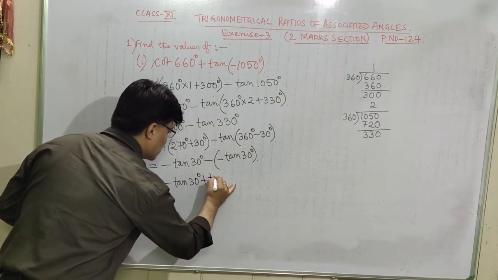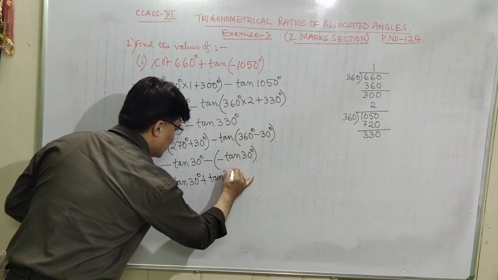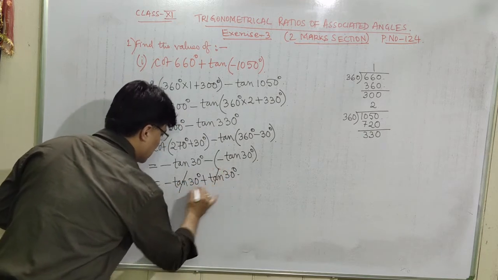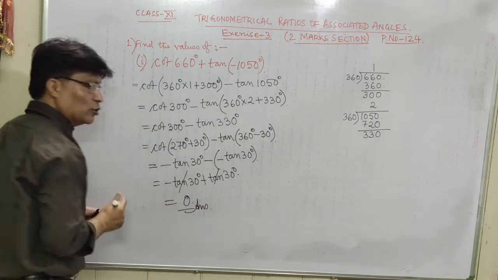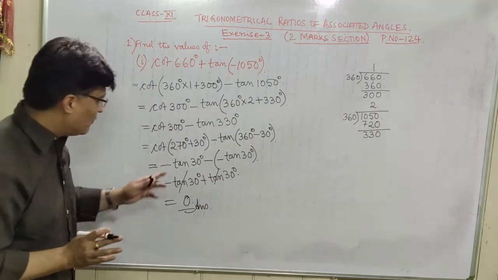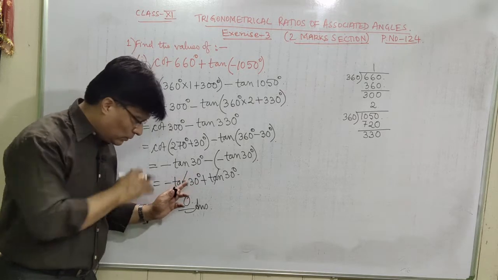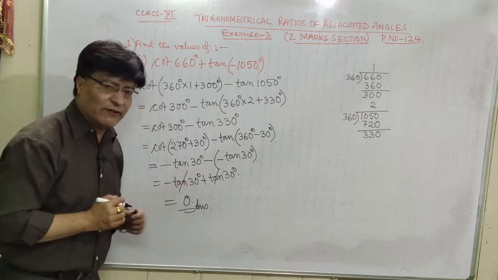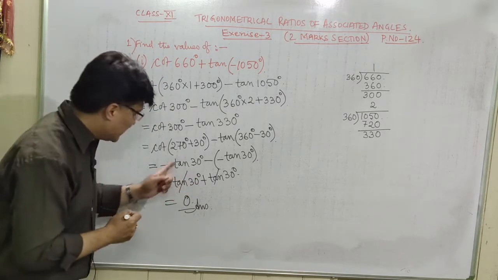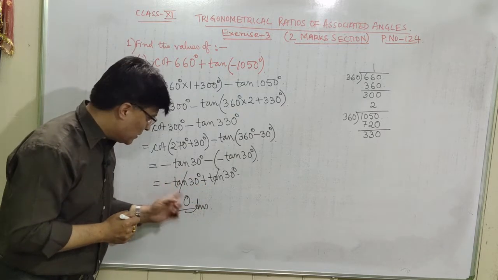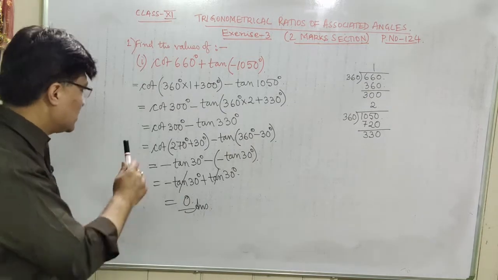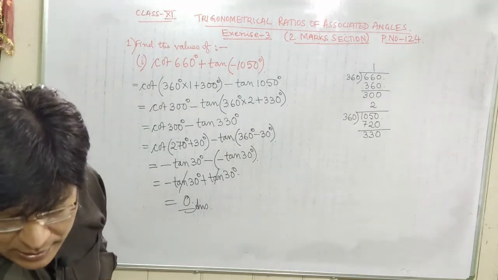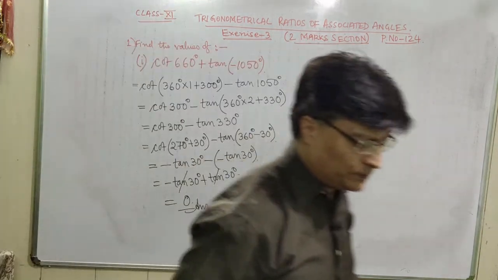Minus into minus gives plus tan 30 degree. Both of them will be cancelled. Which is equal to, what is the answer? The answer is 0. So without substituting the value for tan 30 degree, you can cancel it, minus plus, and the answer is 0. Okay, so I think you have understood it. So you can copy it. Now we'll do the next question.